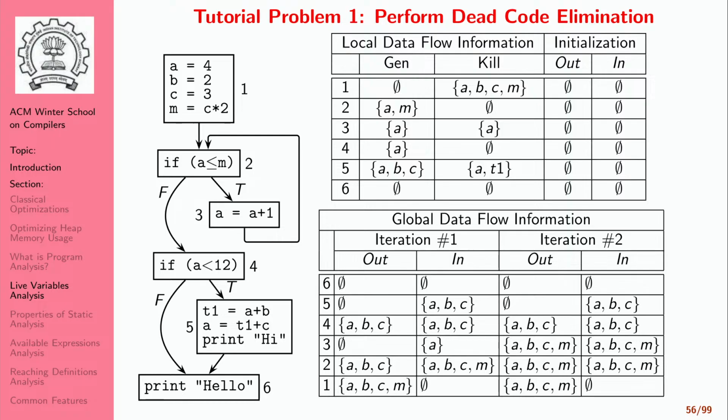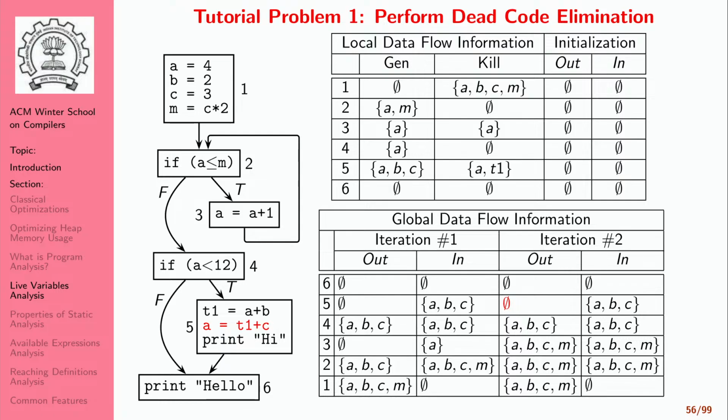Okay, so if this is the result, then let's start making some interesting observations. Observe that at the out of 5, nothing is live, right? And we are making an assignment to A, and A is not live at the out of 5. What do you conclude? It's dead code, right? So we can get rid of it.